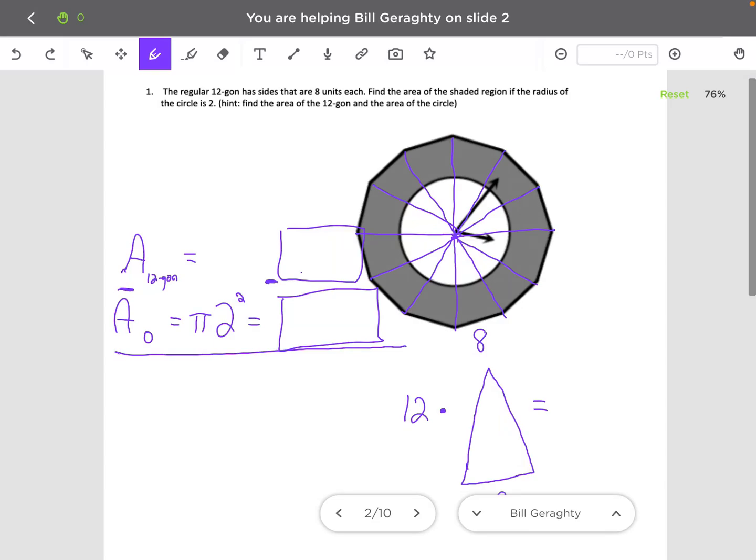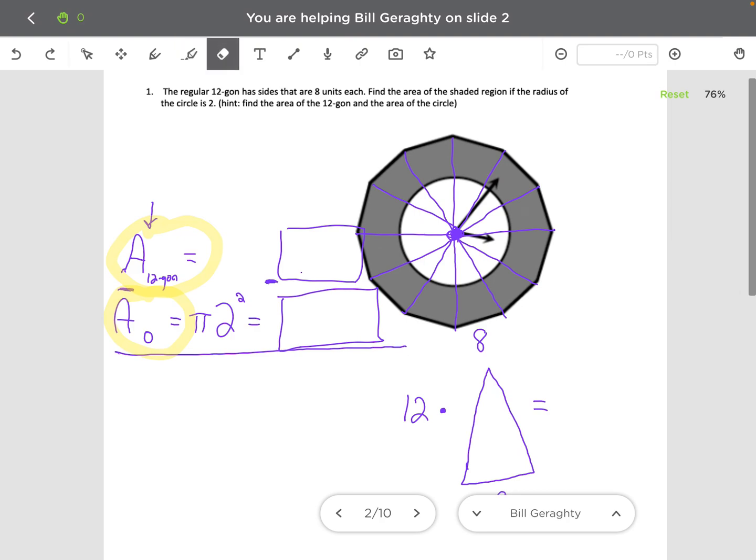Okay guys, so chapter 8 closure. Question 1 says you have a 12gon. Okay, so again, I drew 12 equal triangles going to the center and a circle that's inside it. In order for us to find the area of the shaded region, we have to find the area of the 12gon right here and subtract the area of the circle.